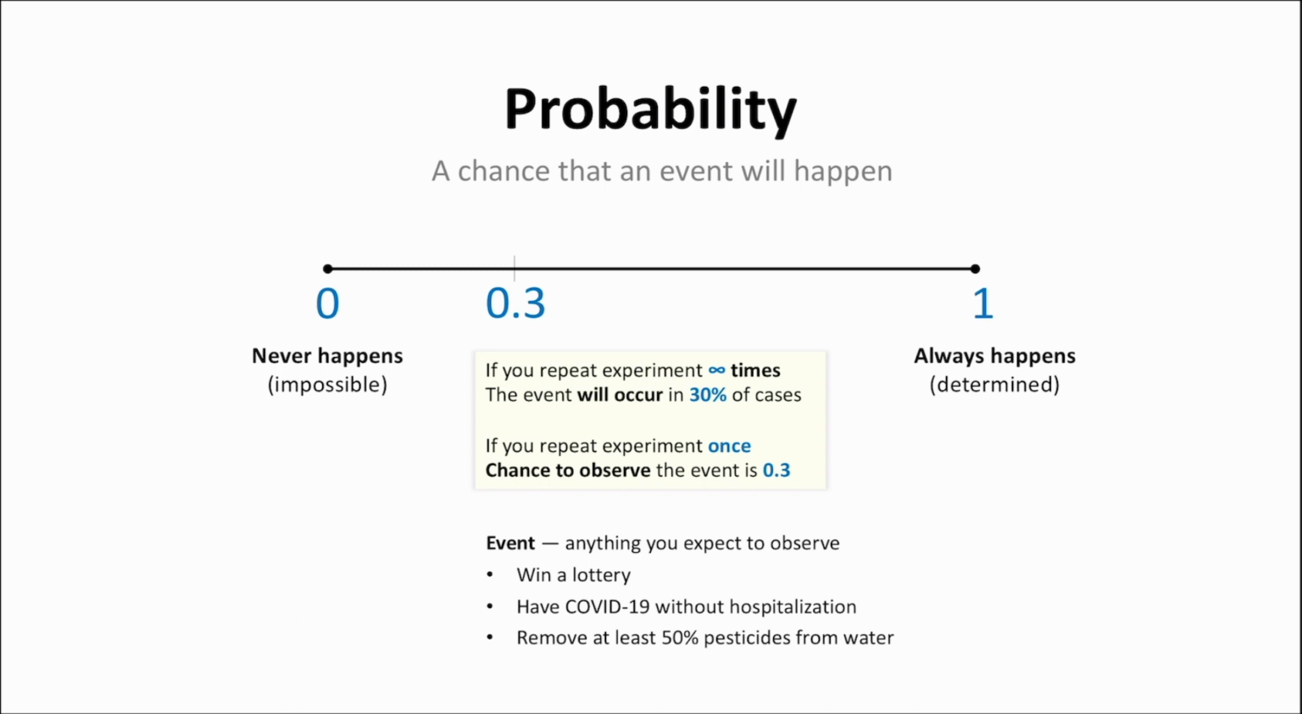And event can be anything. It can be, for example, win a lottery, or, for example, you got COVID, but without hospitalization, so you have a kind of mild COVID-19. Or maybe you run a water cleaning process, you want to invent a method that cleans water from pesticides, and then the event will be removing at least 50% of pesticides from water. So all these will be events.